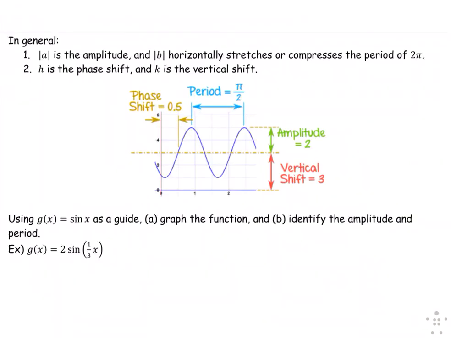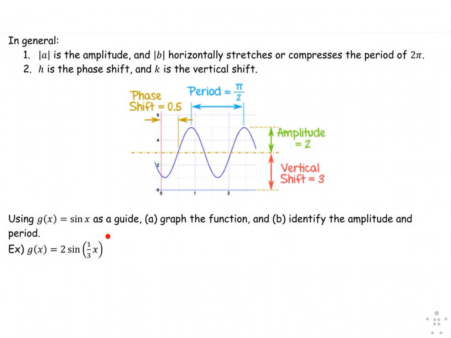In general, the absolute value of A, the vertical stretch or compression parameter, is the amplitude. And the horizontal stretch or compression factor B, its absolute value, will stretch or compress the period, or the horizontal dimension, of the periodic function. H, in this context, is known as the phase shift. So it'll actually take the trig function and move it to the right or the left with respect to a certain horizontal reference point. And K is the vertical shift, so then that's going to affect the amplitude because it's going to increase all the y values.